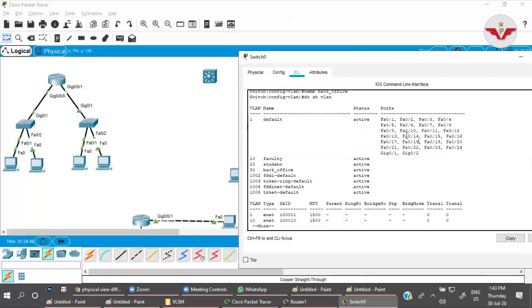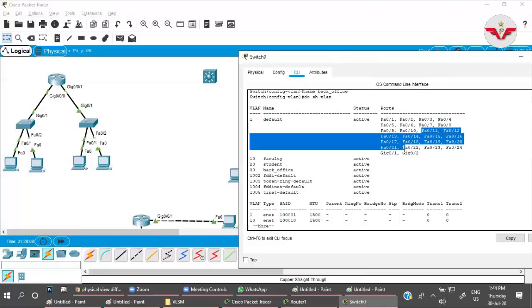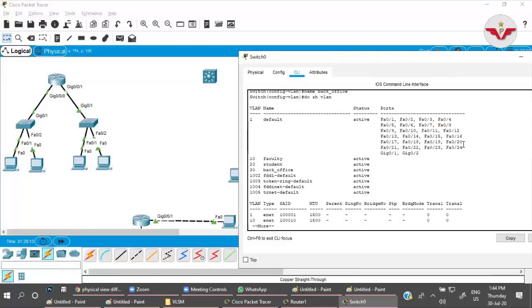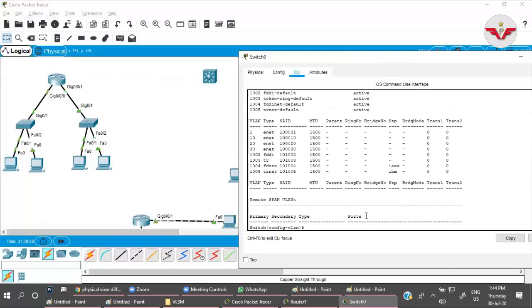Here I have to divide all the ports and assign them to VLAN 10, 20, 30, so that whenever any PC connects through ports 1 to 10, the switch will automatically understand this is a PC trying to connect to the faculty network. From 11 to 20, the student network. From 21 to 24, the back office network, right? Fine. So I have created 3 VLANs.